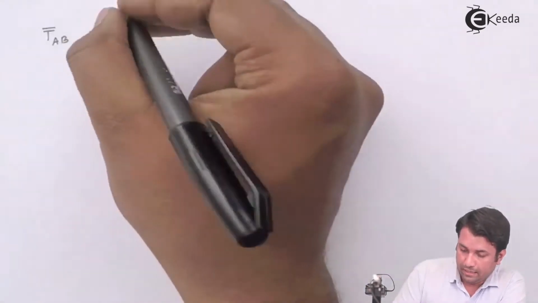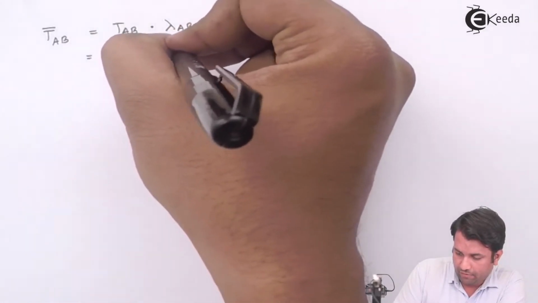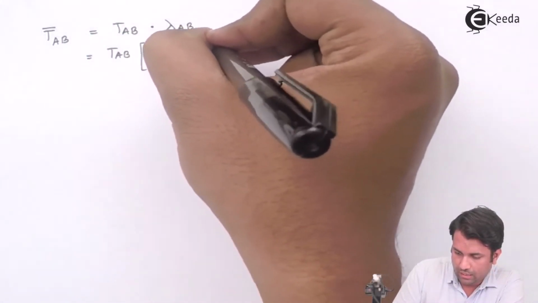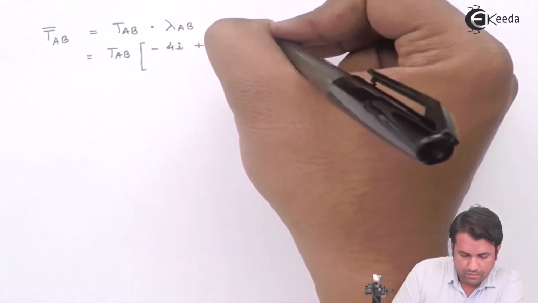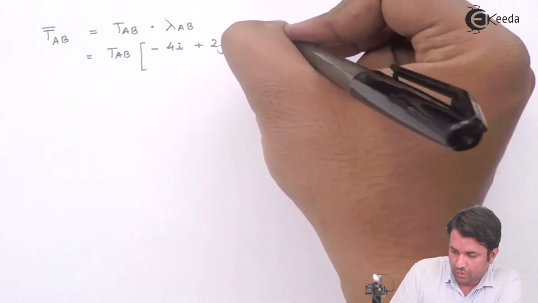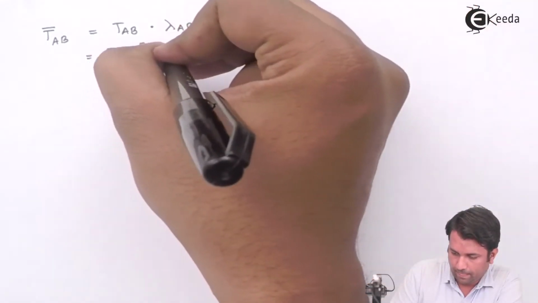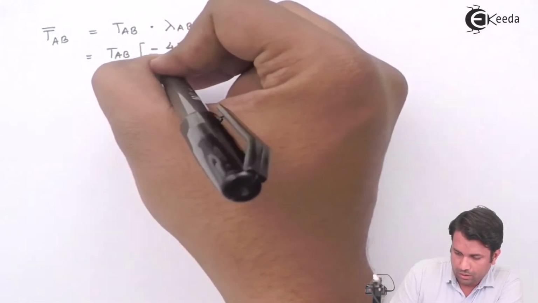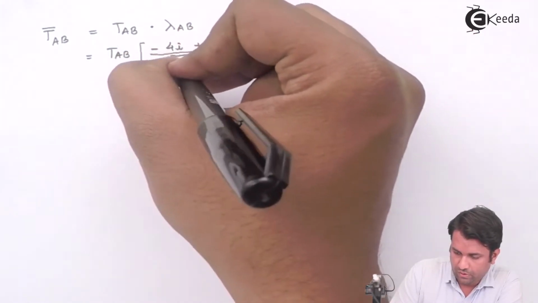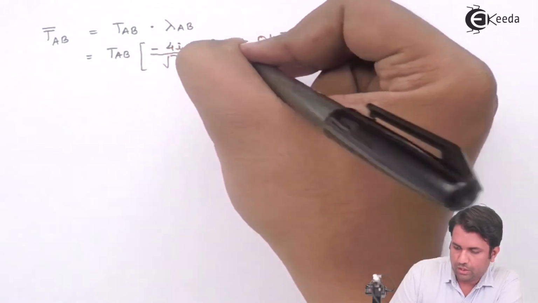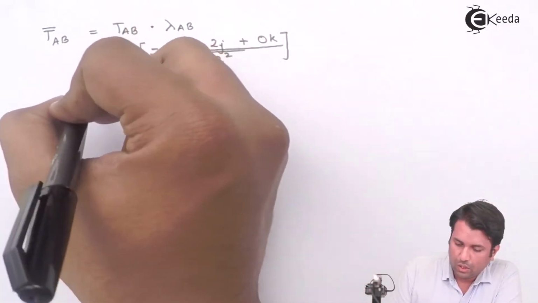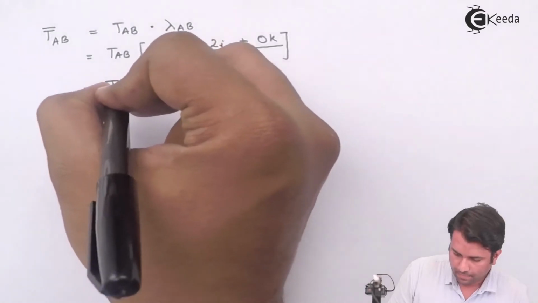So I'll write it as -4i plus 2j plus 0k upon the square root of 4 squared plus 2 squared.